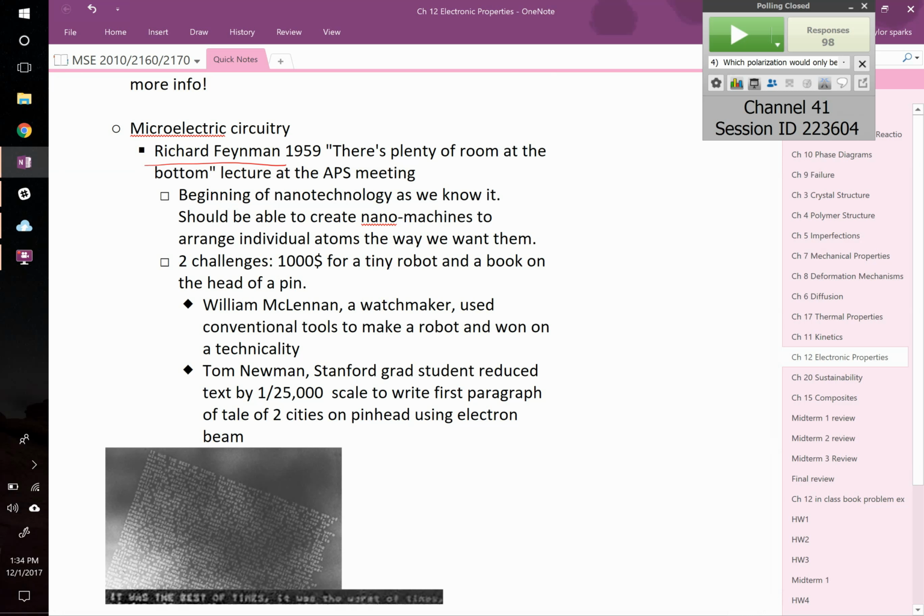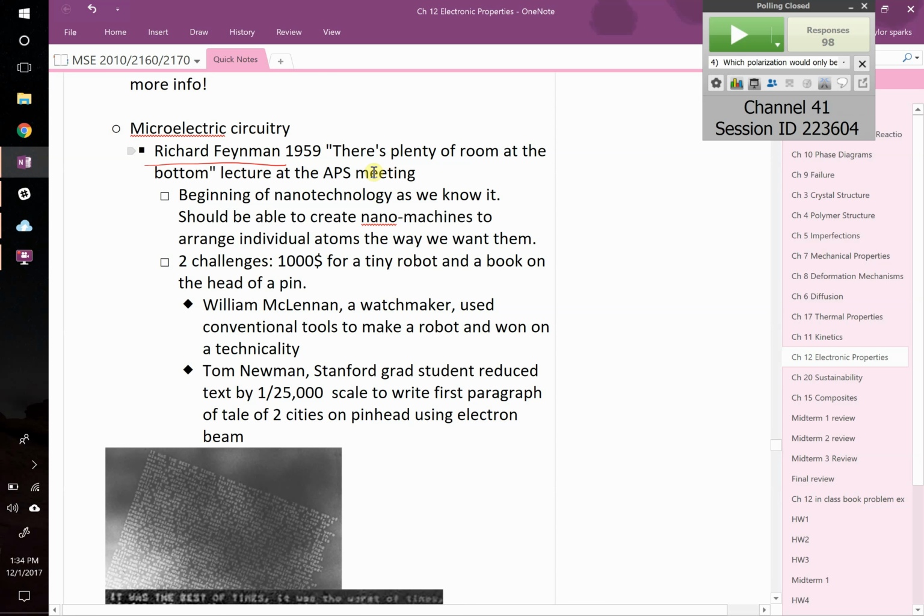He basically said, we are not taking advantage of miniaturization, right? In this pen, there are billions and billions and billions of atoms. There's no reason that we can't be designing on a much, much smaller scale than billions of atoms at a time. We could do much, much smaller. So he set out a challenge.